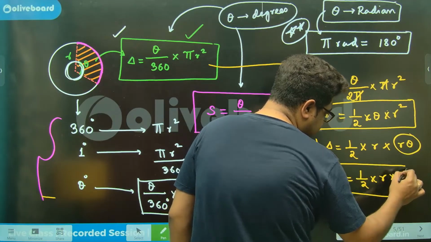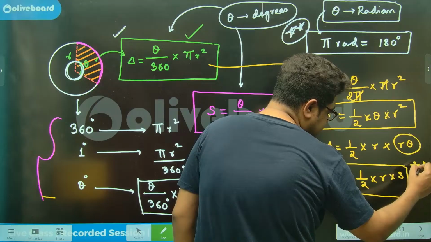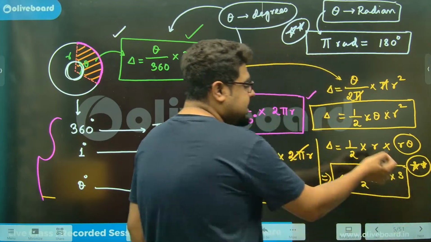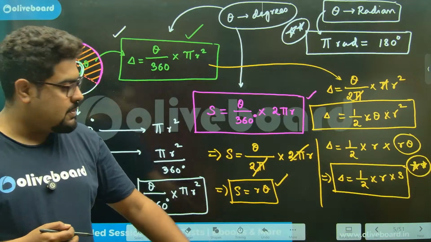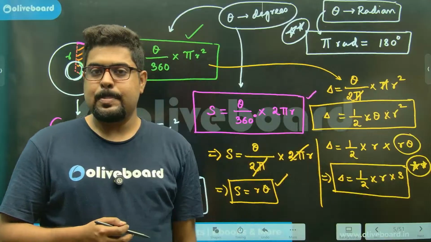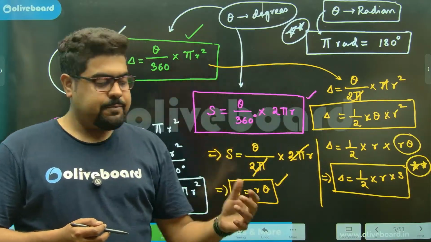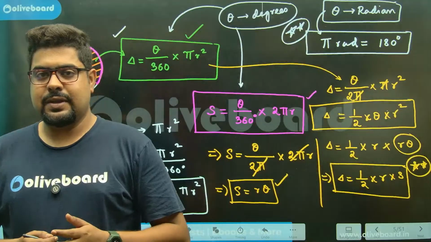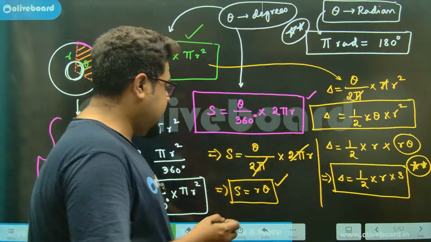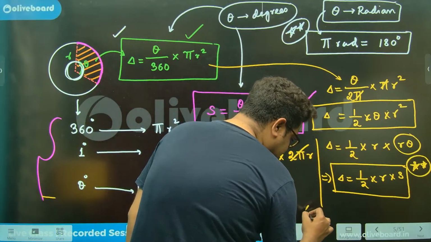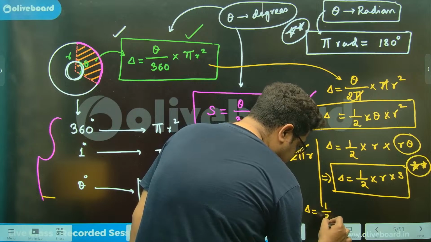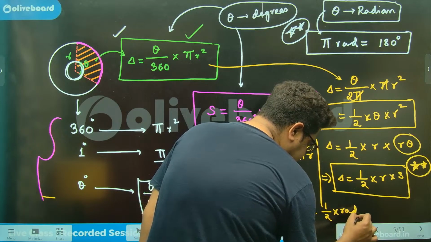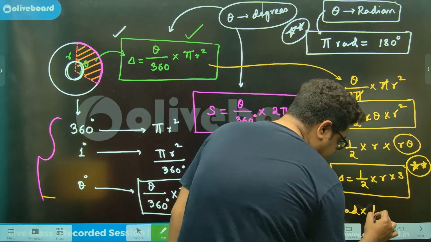This gives you a very interesting formula. In CGL 2024, they asked a direct question based on this formula, CGL the year before last. Area is equal to half into radius into arc length.